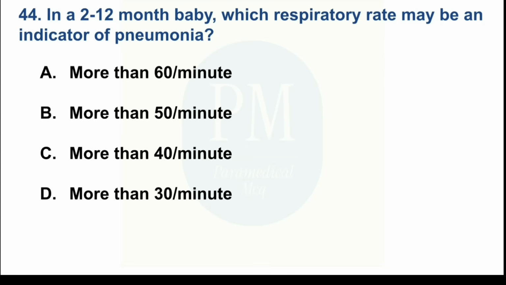In a 2 to 12-month baby, which respiratory rate may be an indicator of pneumonia? Option A more than 60 per minute. Option B more than 50 per minute. Option C more than 40 per minute. Option D more than 30 per minute. The correct option is option B more than 50 per minute.